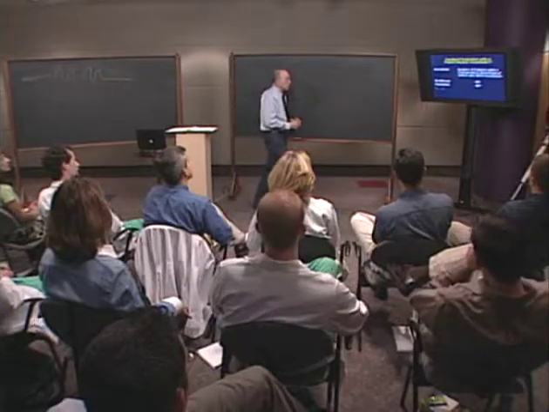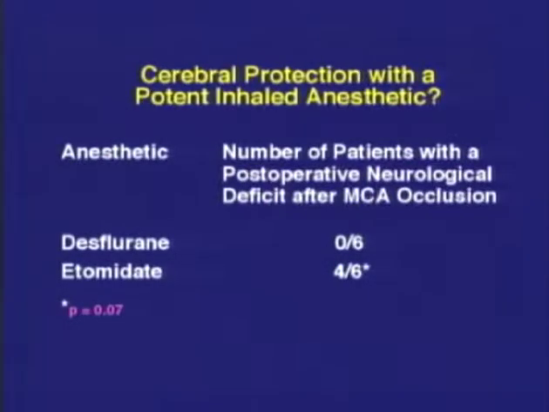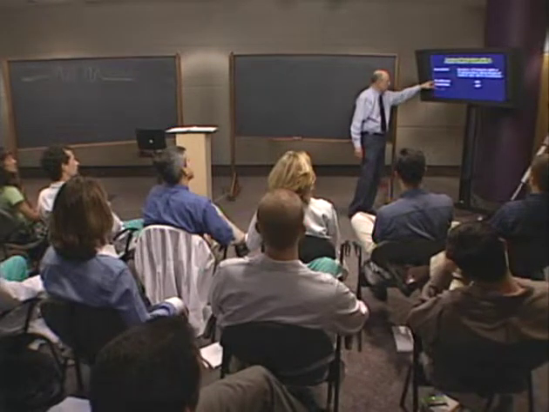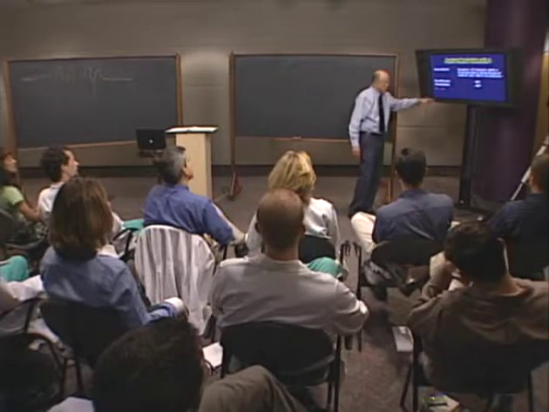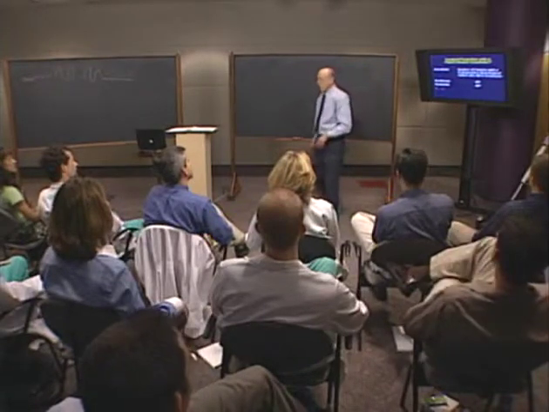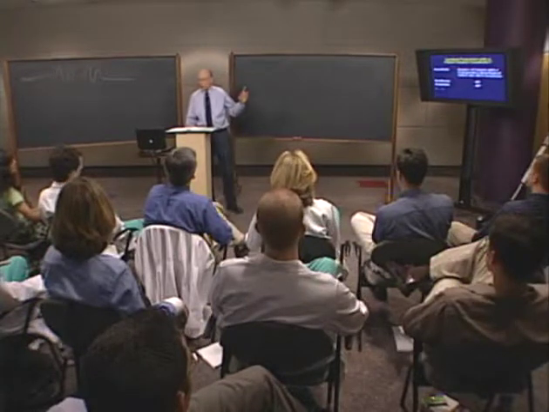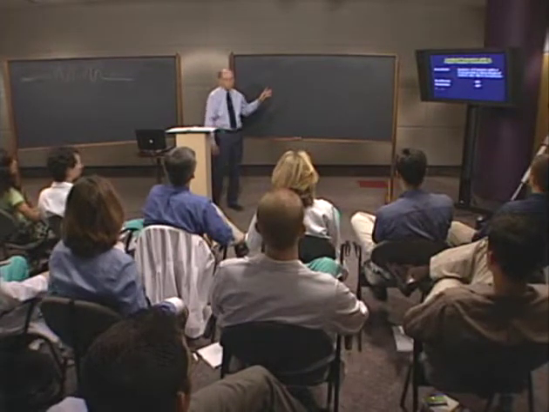And the number of patients after such surgery with postoperative neurologic deficit is 0 with desflurane out of 6 and 4 out of 6 with etomidate. Now, this study wasn't continued beyond that. The difference between those two approached significance but didn't reach significance. I would believe, and this has been studied, that all the potent inhaled anesthetics will have this protective effect relative to a drug like etomidate or a drug like thiopental. And they all will serve our patients well.